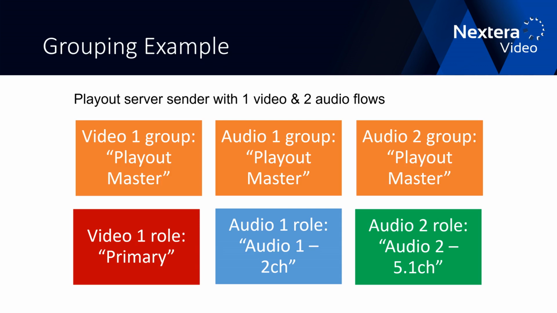what sort of device am I? So an example of this would be, all right, we have a playout server that's got one video flow and two audio flows. So an example of the group would be, okay, it's all playout master, but we have that one video flow and two audio flows. The video flow, we could just say, we'll call it primary, but we have two audio flows that we want to distinguish from one another. So we can actually tag those and just say, okay, audio 1 is 2-channel audio, audio 2 is 5.1.